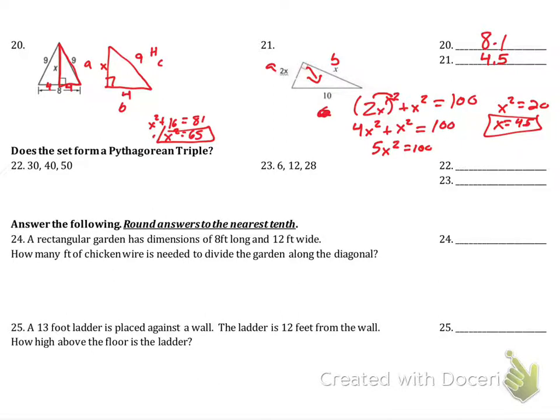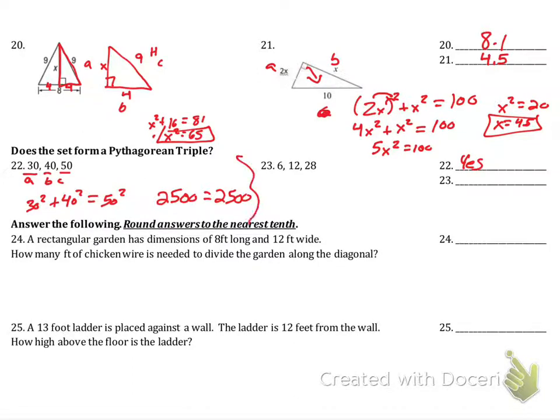All right, does the set form a Pythagorean triple? So what I need to do here, it's asking if I take this is A, this is B, this is C, right? And it goes from smallest to biggest. So A, B, C. So if I do 30 squared plus 40 squared, is that going to equal 50 squared? So it's kind of like asking that question. So 30 squared plus 40 squared is going to be 2,500, yep. So 2,500 is equal to 50 squared. 50 squared is 2,500. So therefore, yes, it is a Pythagorean triple.